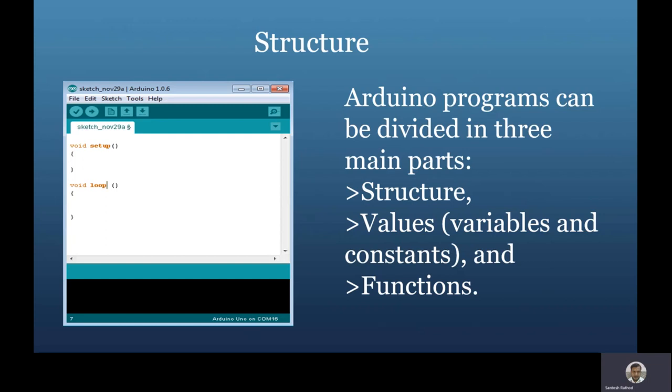Then this is the particular structure of the Arduino IDE. Here it will contain the Arduino program, which we can say can be divided into three main parts: the structure, the values, which would be variables and constants, and the functions. We can explore more on the structure, values and functions.